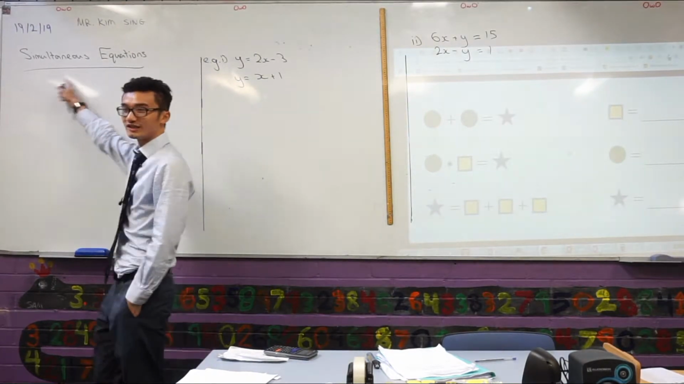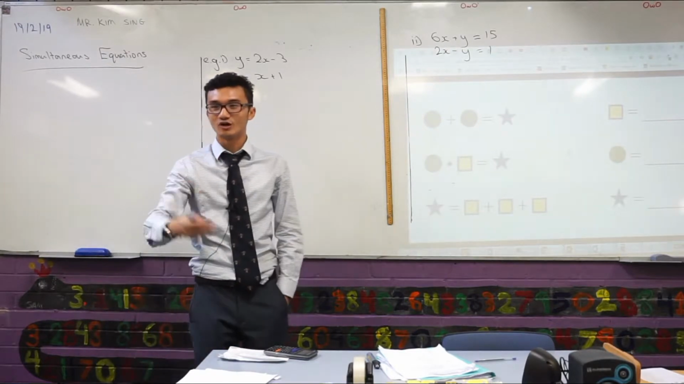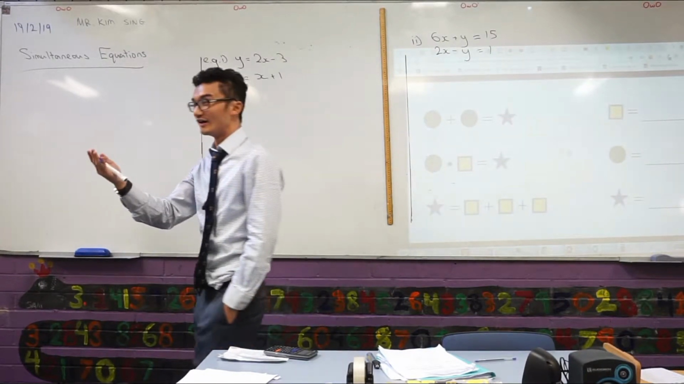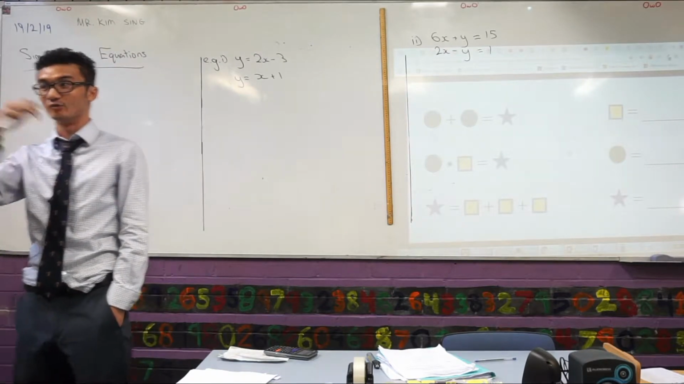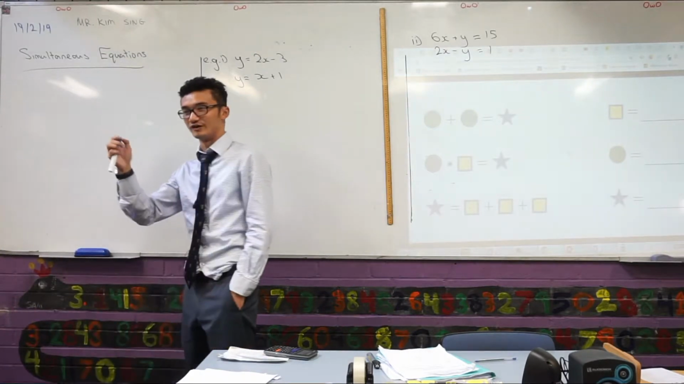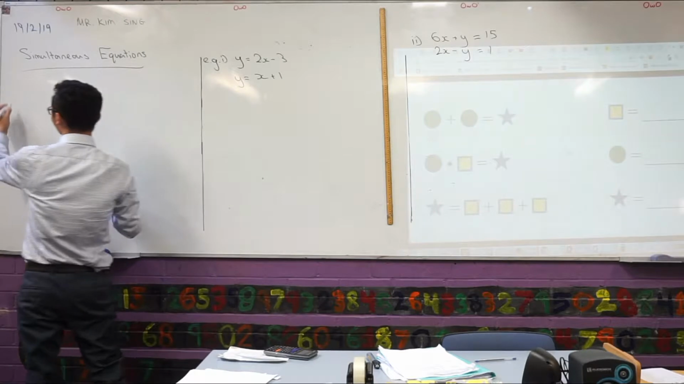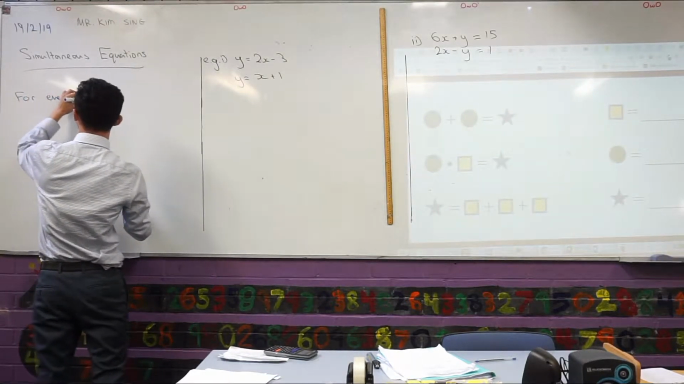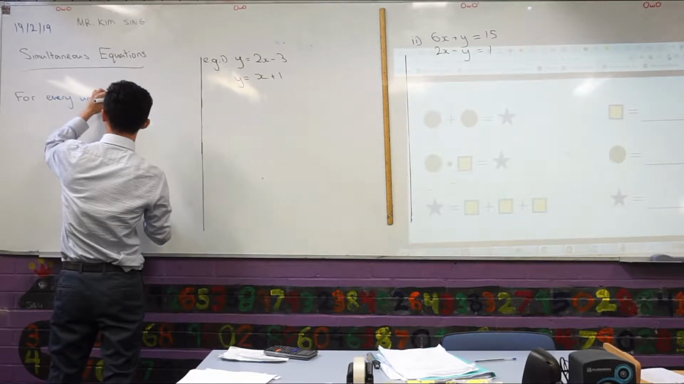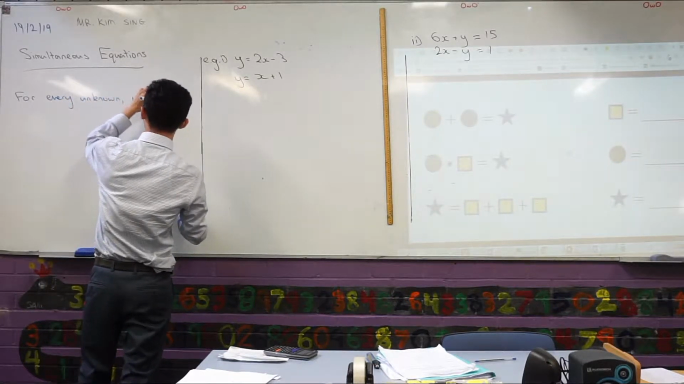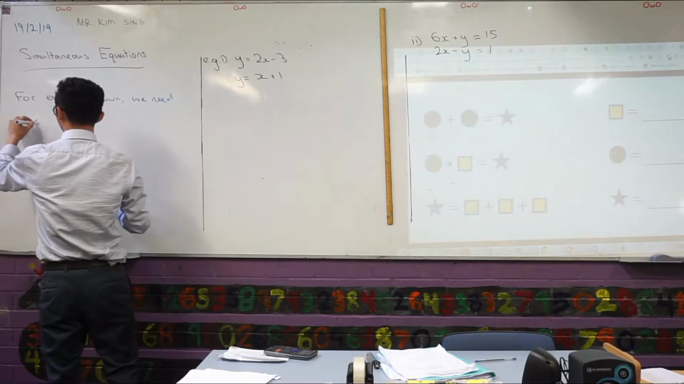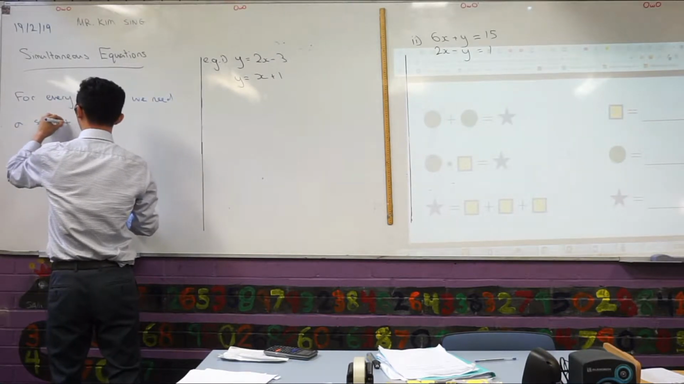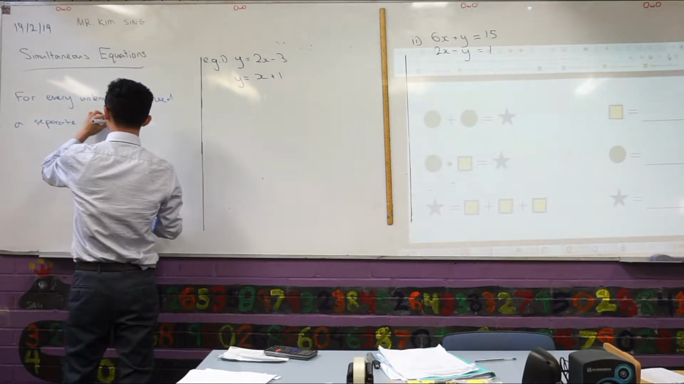Simultaneous, we've got two things happening at the same time. Often that means we have two equations. You might even see ones now that have more than that, right? But here's the rule of thumb. For every unknown, we need a separate equation to solve for it. So every unknown that we have, we need that number of equations.